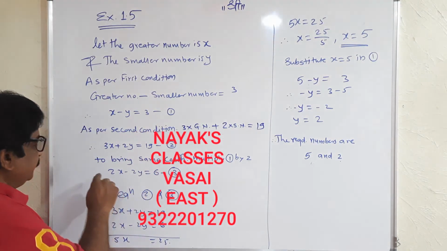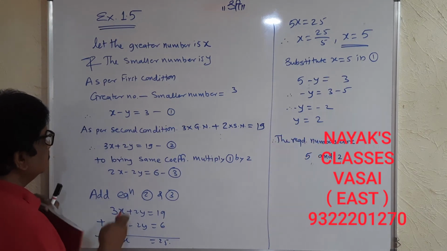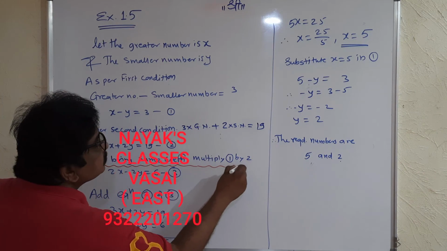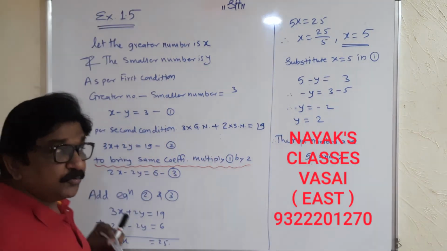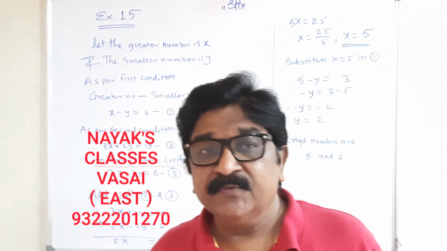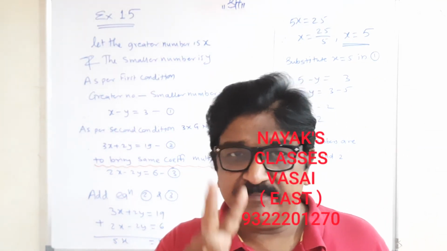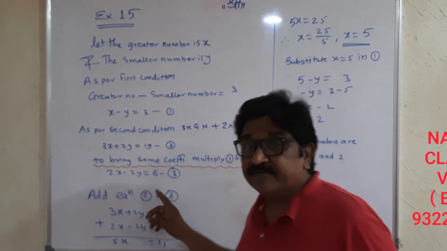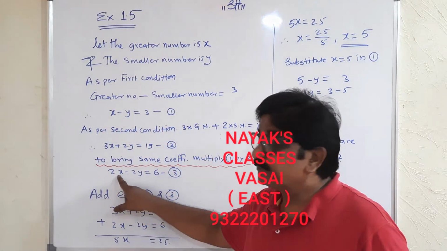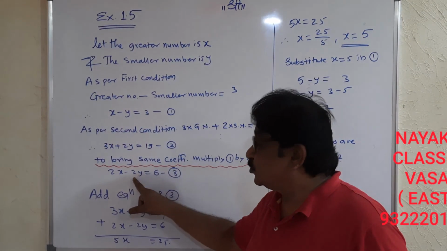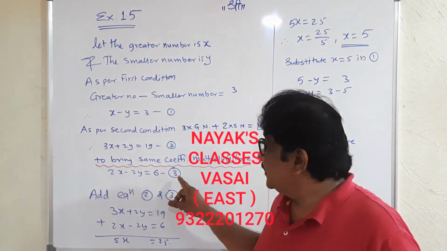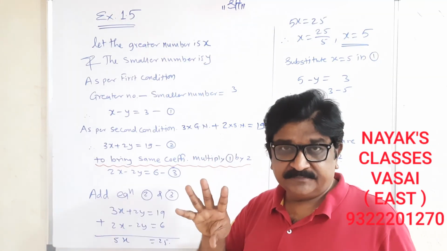To bring same coefficients, we have to multiply equation number 1 by 2, and we got equation number 3 then. So 2 into x, 2x minus 2y is equal to 3 into 2, 6. This is equation number 3.